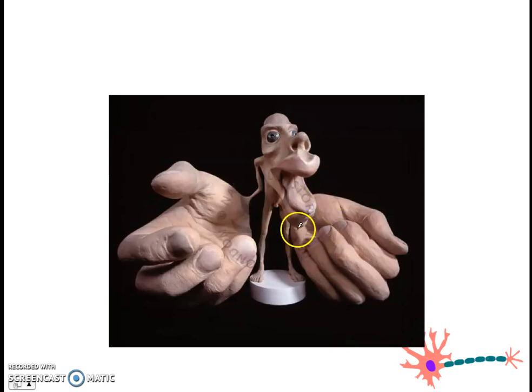I'm very happy you don't look like this. It'd be so weird. But I'll see you in the next video. We'll talk a bit more about reflex actions. Alright, so see you there.